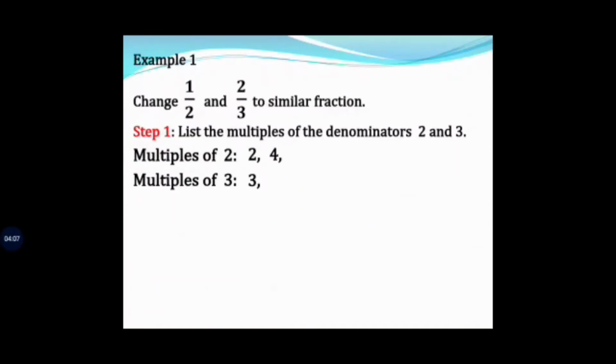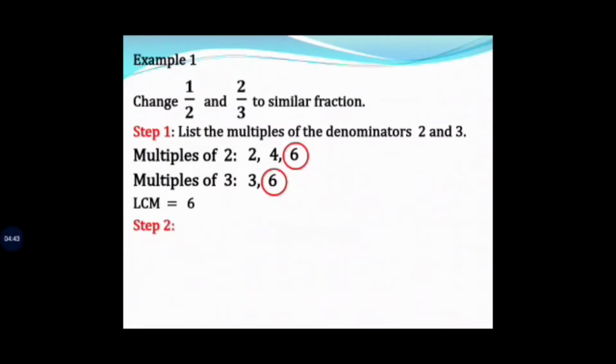The next multiple of 2 after 2 is 4. And the next multiple of 3 after 3 is 6. And the next multiple of 2 after 4 is 6. Now, take a look. 2 has a multiple of 6 and 3 also has a multiple of 6. Therefore, the LCM of 2 and 3 is 6.